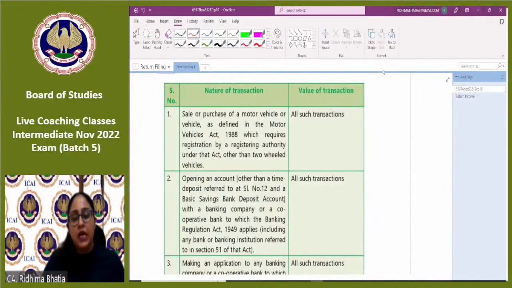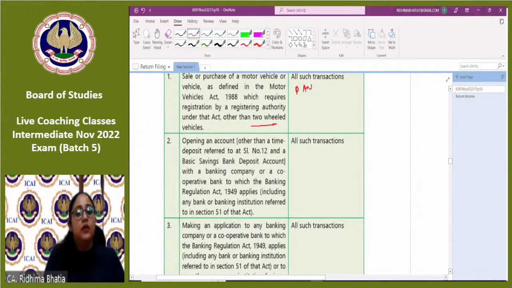So these are the areas where quoting of PAN is mandatory. Suppose you're making any purchase of a motor vehicle other than two-wheeler vehicles, so other than scooters or bikes. In any sale or purchase of a motor vehicle, in those transactions you have to quote your PAN number. Any sale or purchase, it can be second hand, first hand, does not matter. But if there is a sale or purchase of a motor vehicle as per the Motor Vehicle Act, then you have to quote the PAN number. Okay?